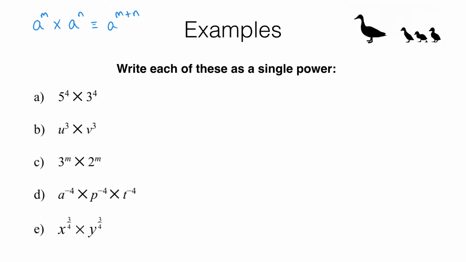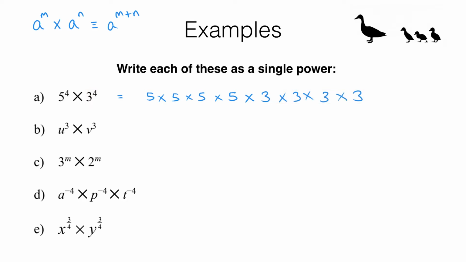We need to write this as a single power. Now, 5 to the power of 4 is 5 times 5 times 5 times 5, and then we're multiplying that by 3 to the power of 4, which is 3 times 3 times 3 times 3.